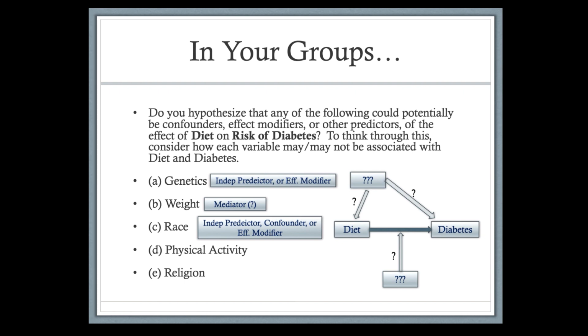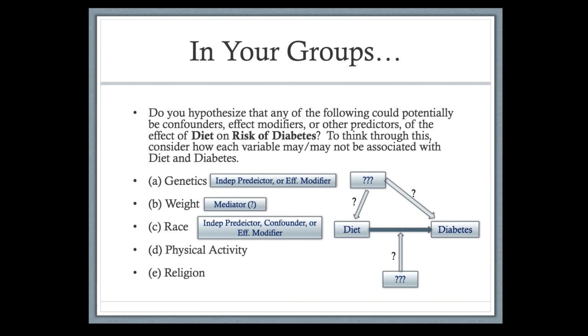Now, let's think about physical activity. Do we think physical activity is going to be predictive of diabetes? I would say probably so, right? Being more active probably reduces your risk of diabetes. Seems to fit the bill as an independent predictor. What about a confounder? Do we think that physical activity and diet are associated? I think you can make the argument either way.